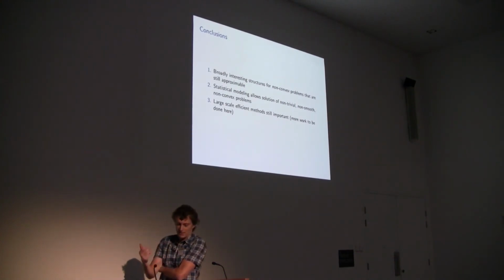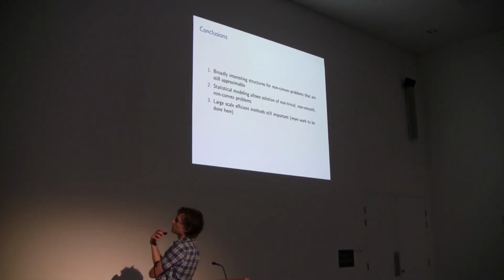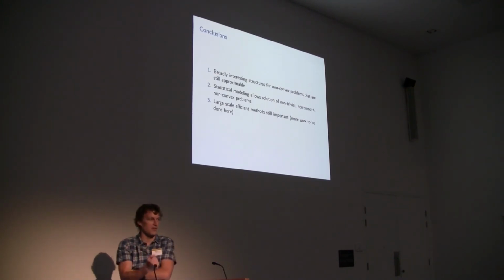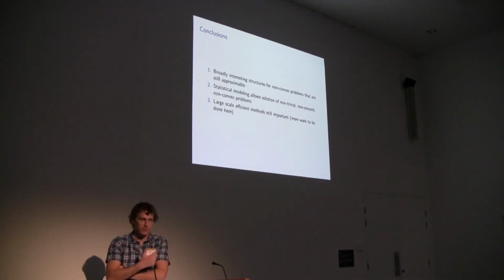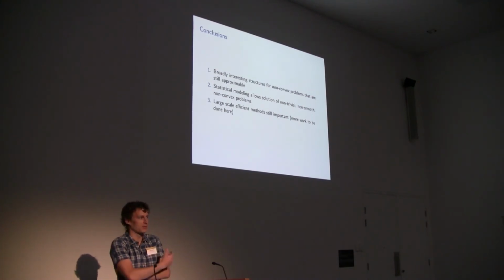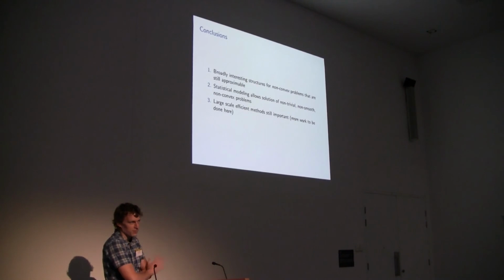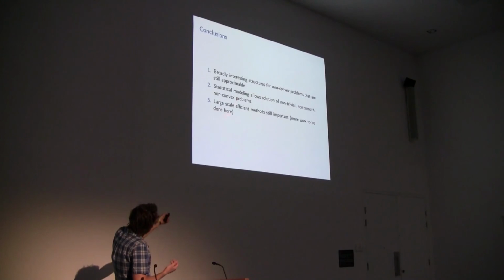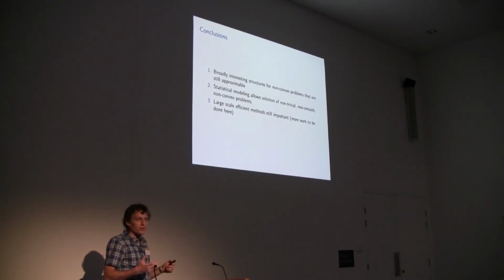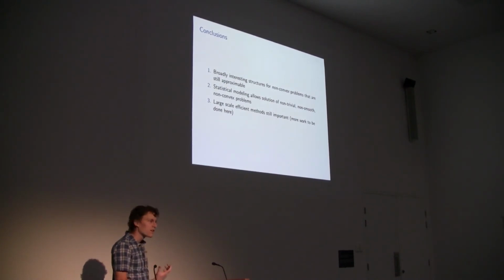Let me conclude here. Clearly we couldn't get into too much depth for a lot of these things, but I think there are broadly interesting structures for a lot of non-convex optimization problems that you can still approximate with nice convex things. I think these are potentially really powerful modeling tools. We're working on them for solving different types of low-rank matrix problems and sensing problems like this. You can use them for some graphical model structure problems that I'm happy to chat about if you're keen. Also, statistical modeling allows you to say really concrete things about solutions of non-trivial, non-smooth, non-convex, nominally NP-hard problems.